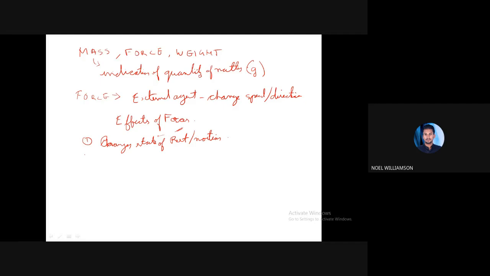So if the force is acting, then the first effect is it may change the state of rest or motion. അതായത് ഒരു ബോഡി റെസ്റ്റിലാണെങ്കിൽ അതിനെ മോഷനിലേക്ക് കൺവേർട്ട് ചെയ്യാം. ഇപ്പൊ ഒരു ബോഡി അനങ്ങാതിരിക്കുകയാണ്, അതിനകത്തേക്ക് ഒരു ഫോഴ്സ് കൊടുത്തു കഴിഞ്ഞാൽ അത് മൂവ് ചെയ്യാം. അതേപോലെ തന്നെ മോഷനിലുള്ള ബോഡിയിൽ ഒരു ഫോഴ്സ് കൊടുക്കുമ്പോൾ വേണമെങ്കിൽ അത് റെസ്റ്റിലേക്ക് മാറാം. Now, acceleration or retardation of the motion.